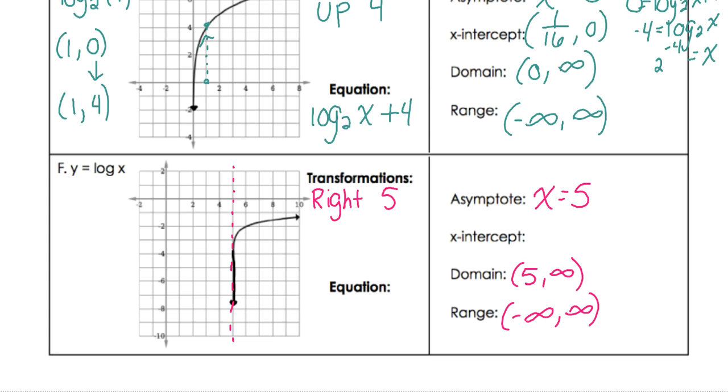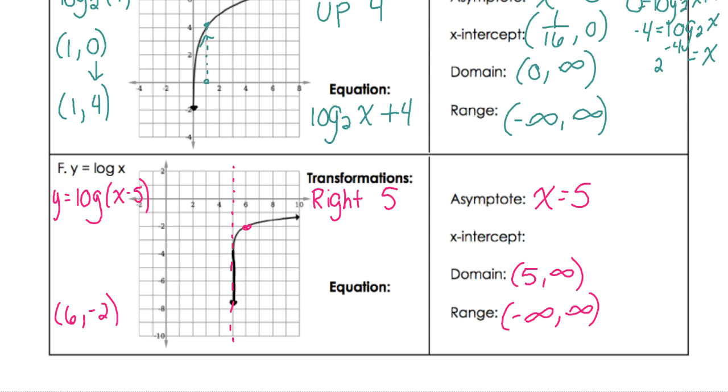Again, I'm going to look for a key point that's going on here. In this one, I can see that I have a key point of 6, negative 2. I'm going to use that to help me figure out what's going on with the rest of the transformations that I might need to find. We already know one transformation is right 5. So I know right now that the bare minimum my function has is x minus 5 because of that transformation that I can see in the asymptote.